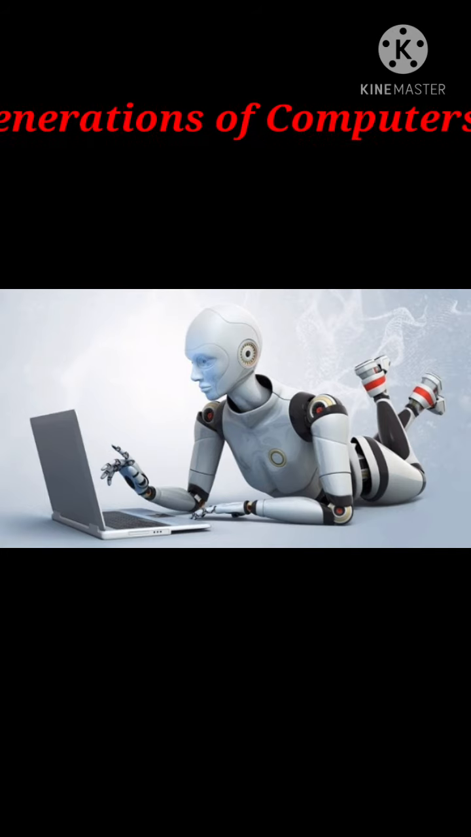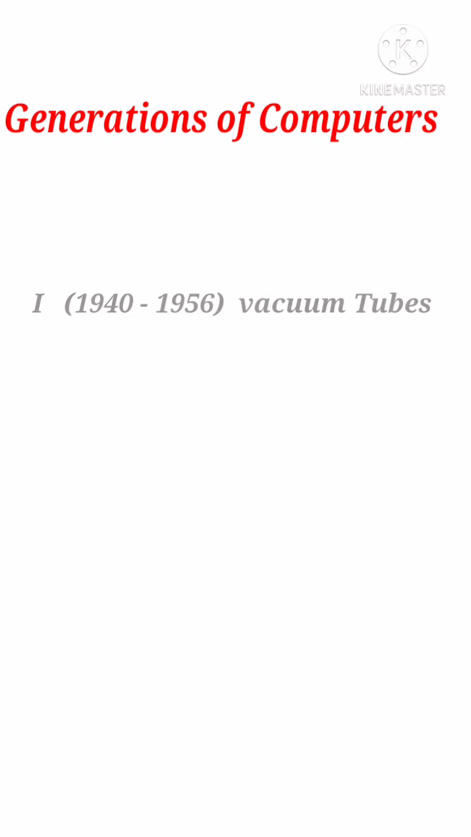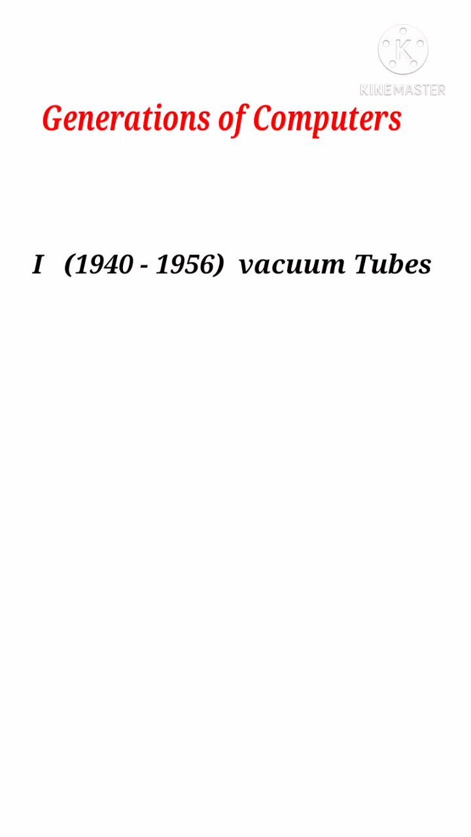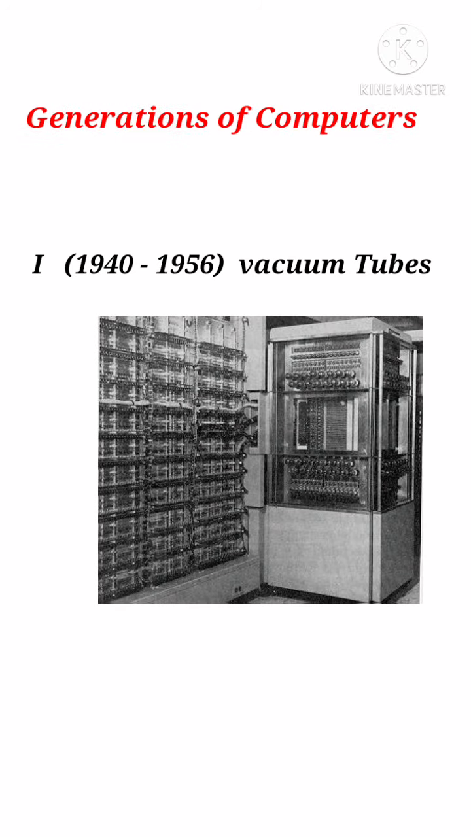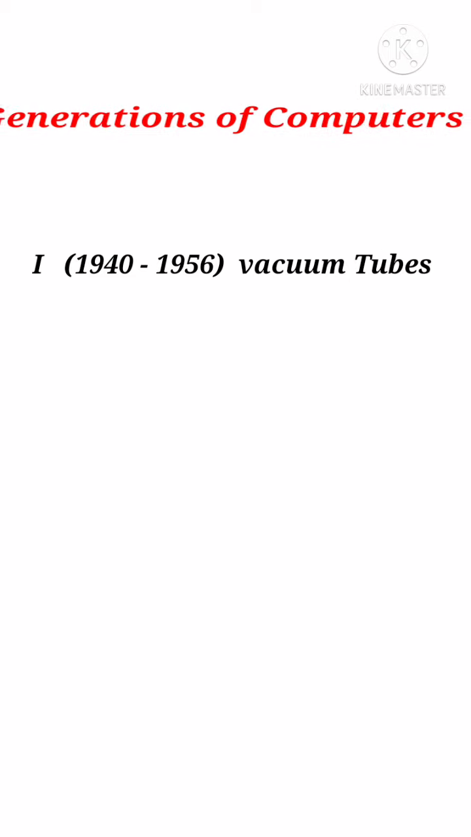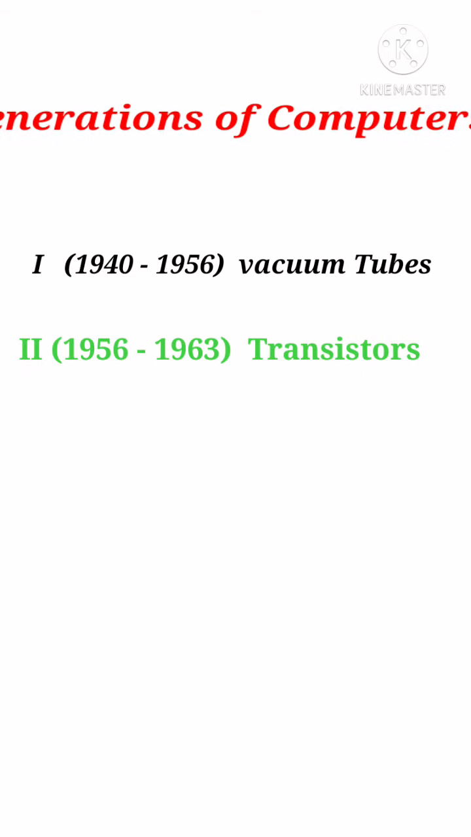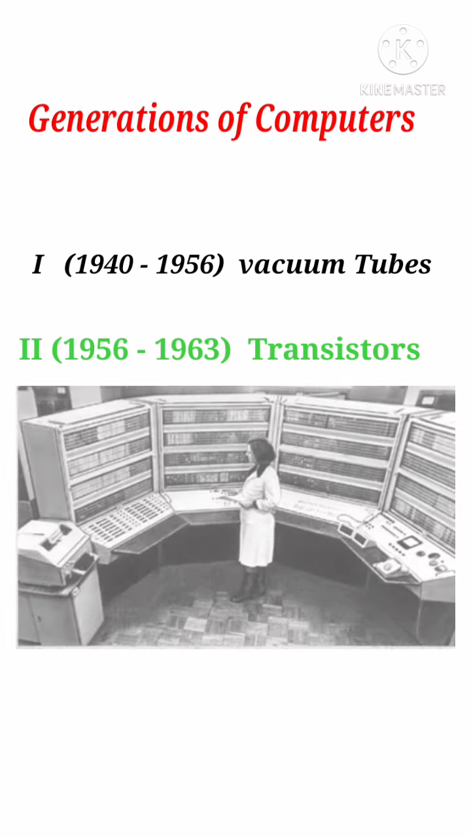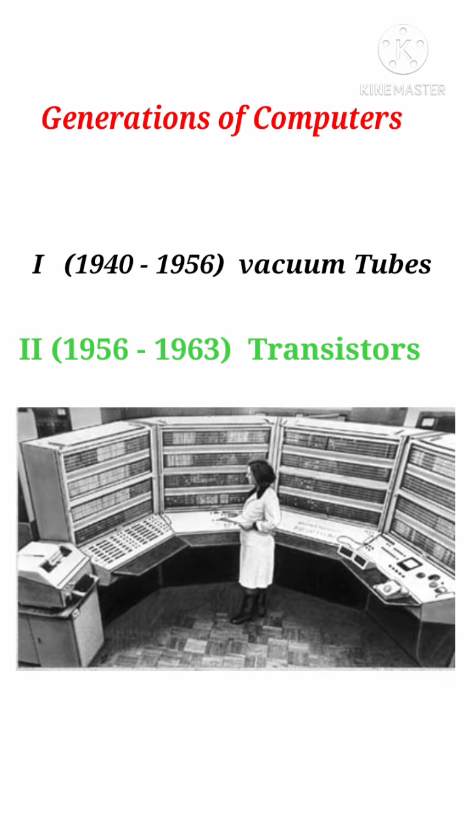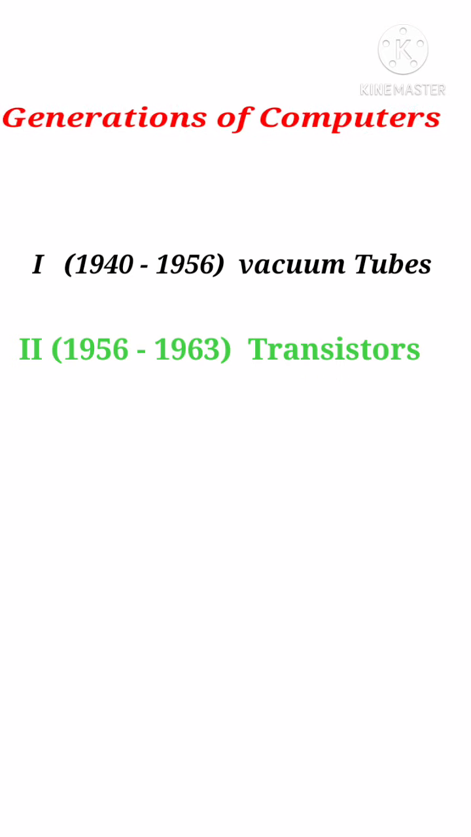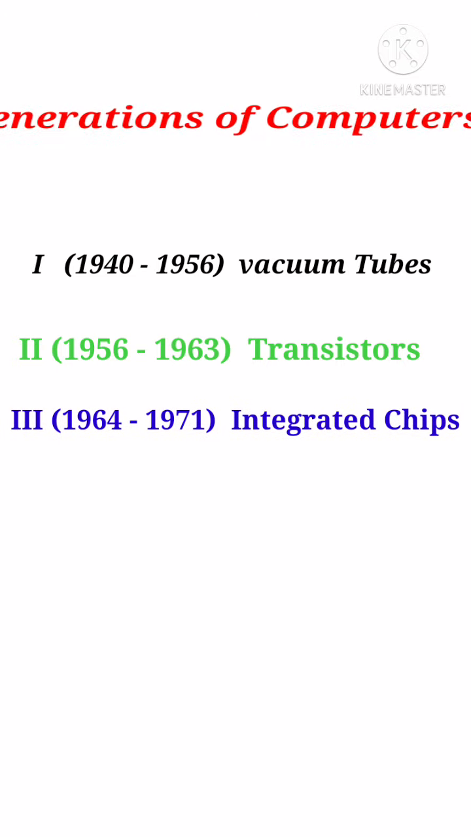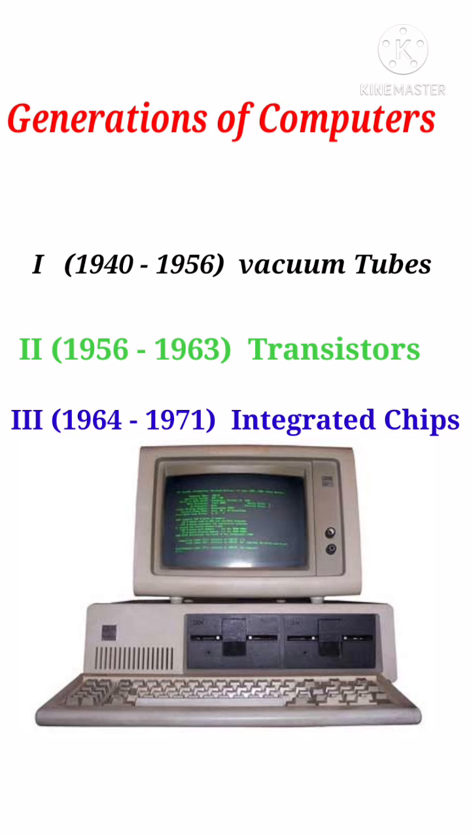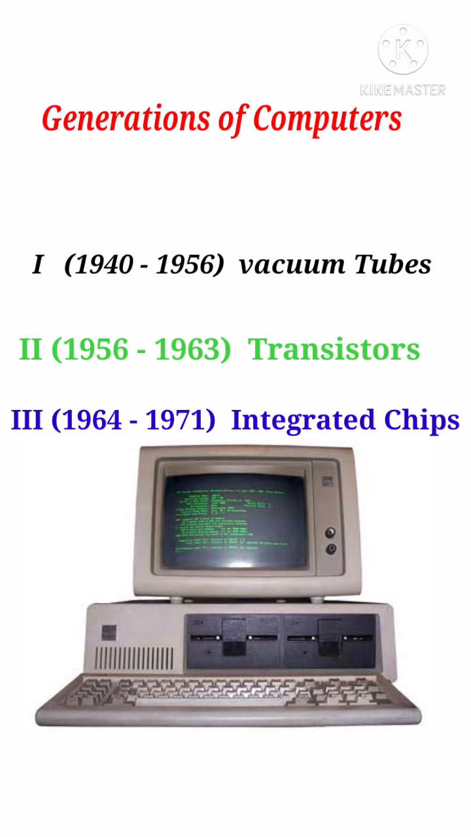The period of first generation computers was from 1940 to 56, named vacuum tubes. The period of second generation computers was from 1956 to 63. The name of the second generation computer is transistors. Third generation computers were used from 1964 to 1971, named integrated chips.